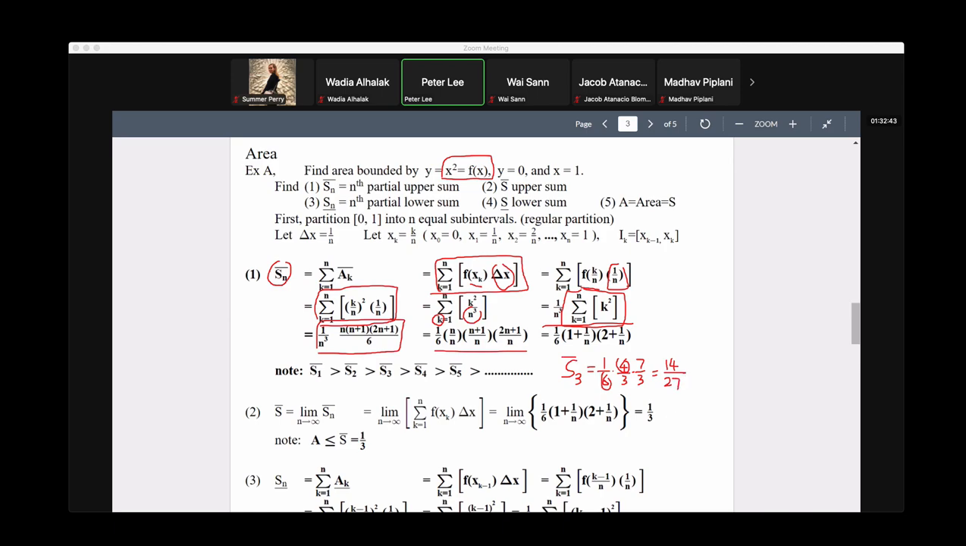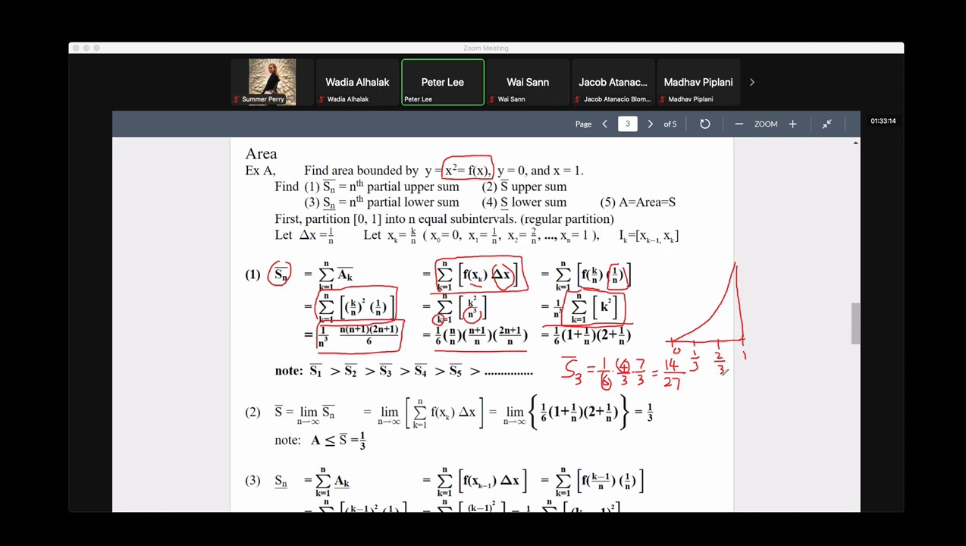Now, do you think we can make sense out of this? If U_3 is 14 over 27, what does that exactly mean? Let's go back and look at what we have here. We have here the graph. The graph is y equals x squared on the interval from 0 to 1. Now, how about if we chop this up into 3 intervals? So this is 1/3, this is 2/3, and this is 1.